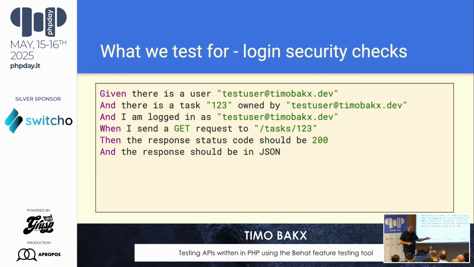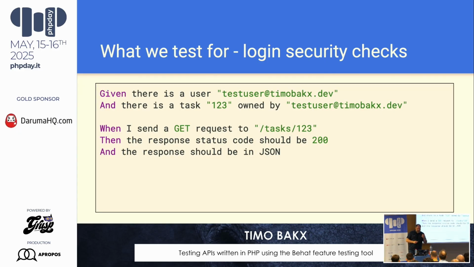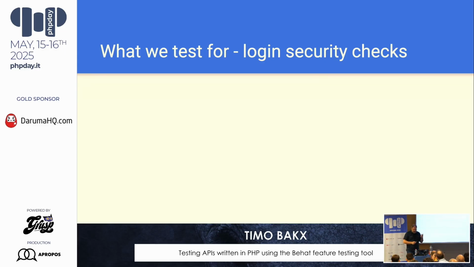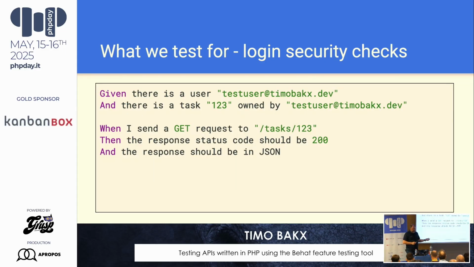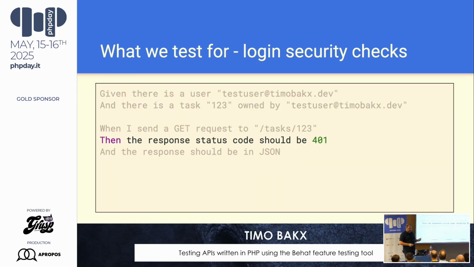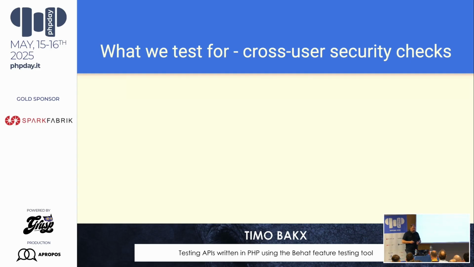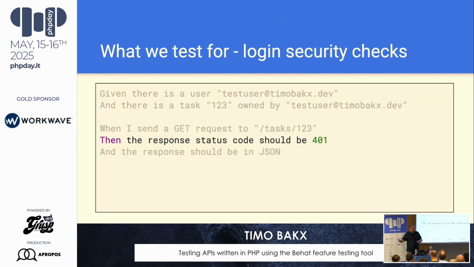So what we do is we start again with a happy trail. We remove the logged in user and check if the response code is okay. In our case, it's a 401. And then we run the test. So in this case, you're not logged in, you get a 401.